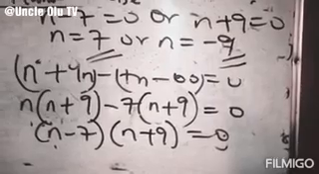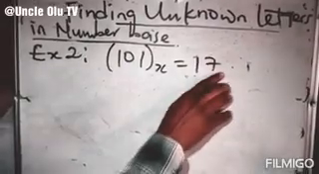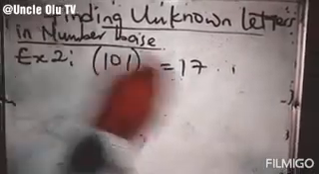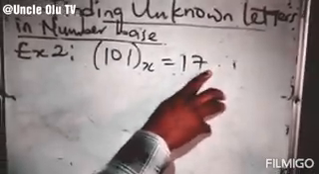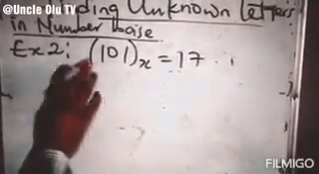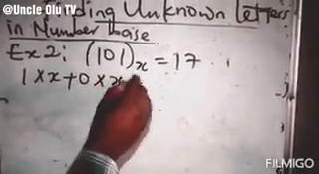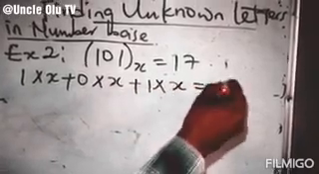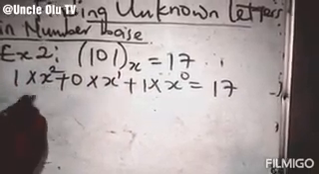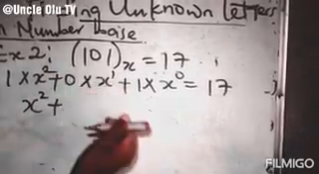Let me give another example of how to find the unknown letters. I told you when this one is in base 10, you don't need to waste your time, you don't need to expand it. As you can see, there is no base here, so you don't need to tamper with it. It's only this one you are going to tamper with. So you use this one to expand the bracket. That means 1 times x squared, 0 times x plus 1 times x raised to power 0 equals 17. x squared times 1, that is x squared.